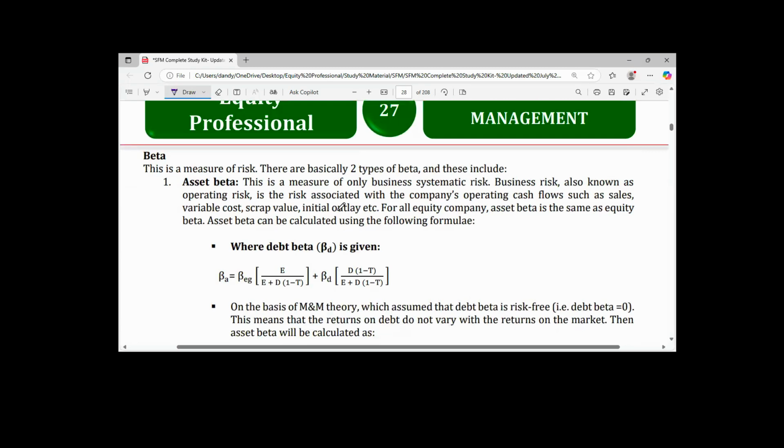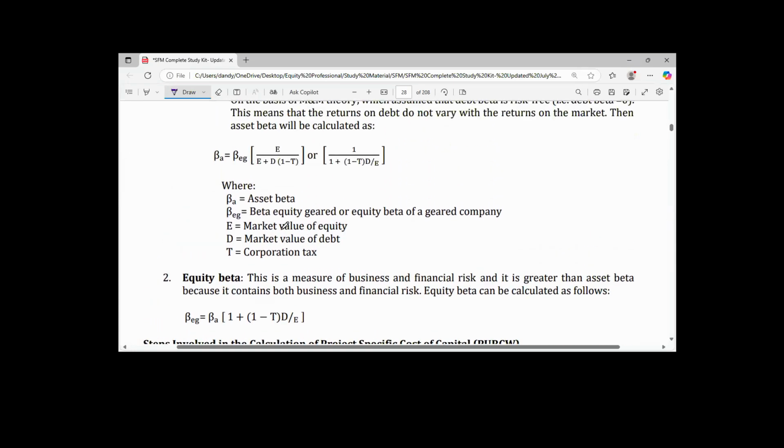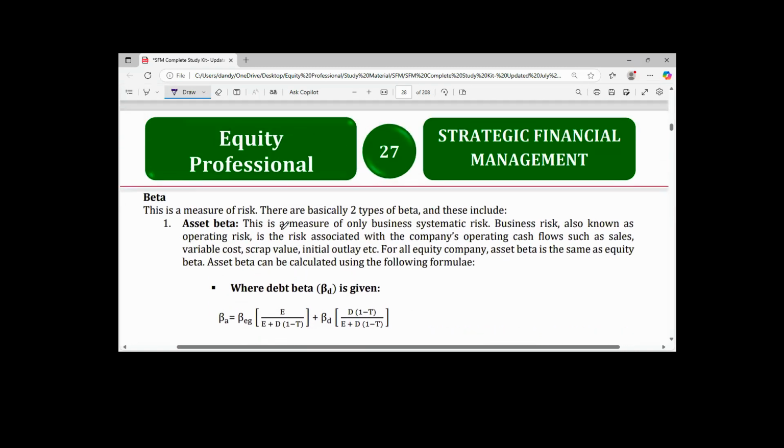Then the second type of beta is what is known as equity beta. Equity beta measures both business and financial risk, and it is always higher than asset beta, because it involves the element of both business and financial risk. Where a company is wholly financed with equity, equity beta and asset beta will be the same. Where a company does not have debt in its capital structure, it means that equity beta and asset beta will be the same, all right?